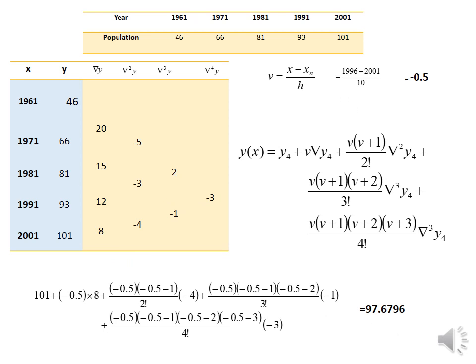Now you apply the values to this particular formula. Since we have y4 is equal to 101 and v is equal to minus 0.5, we can substitute each and every term. So finally what we get is 97.67. So we found that if this is the trend, the value for 1996 will be 97.67.